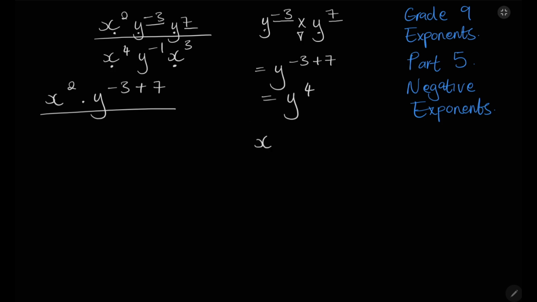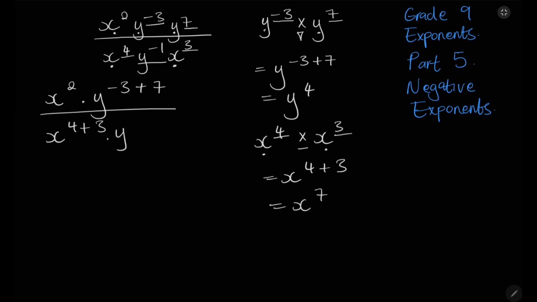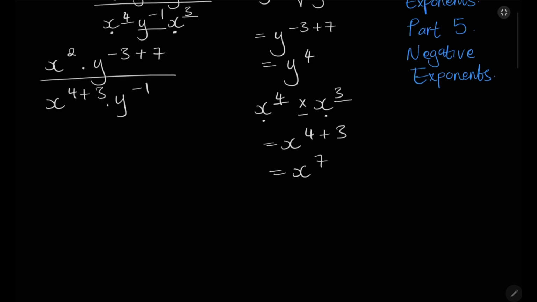We have two x's, so it's x to the power 4 times x cubed. You have the same bases that are multiplied, so we add the exponents. This will be x to the power 4 plus 3, which is x to the power 7. So we have to show this here by writing down our x. We have 4 plus 3. We write the y to the power -1 as it is.